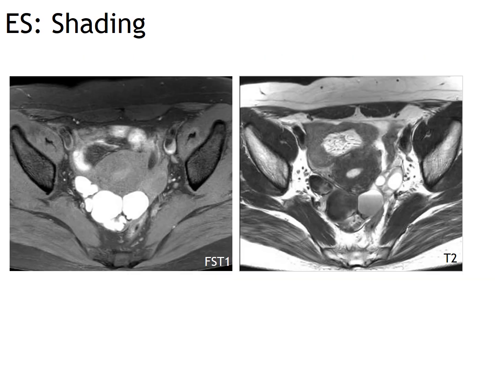This is a case of endometriosis composed of multiple locules of endometrioma. On fat suppressed T1 weighted image, all locules show homogeneous high signal intensity, but on T2 weighted image, these locules show various signal intensities due to different degree of shading.